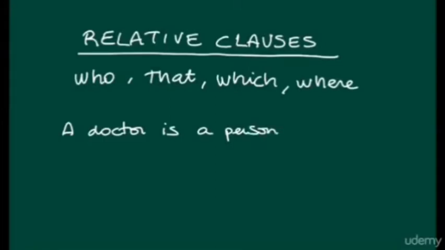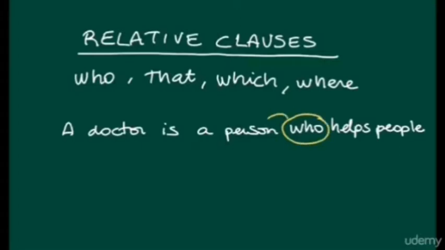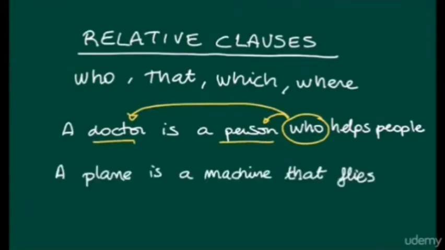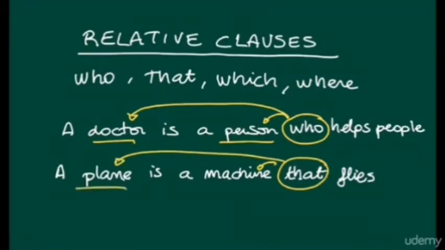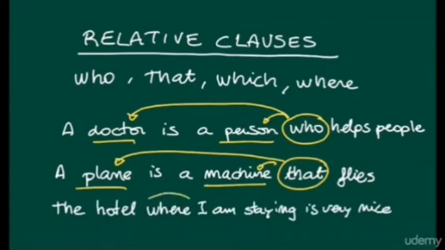A doctor is a person who helps people. We use the relative clause or pronoun to refer to something we are talking about. In this sentence, who refers to a doctor, a person. A plane is a machine that flies. In this sentence, that refers to a machine, a thing. The hotel where I am staying is very nice. In this sentence, where refers to a hotel, that is a place.